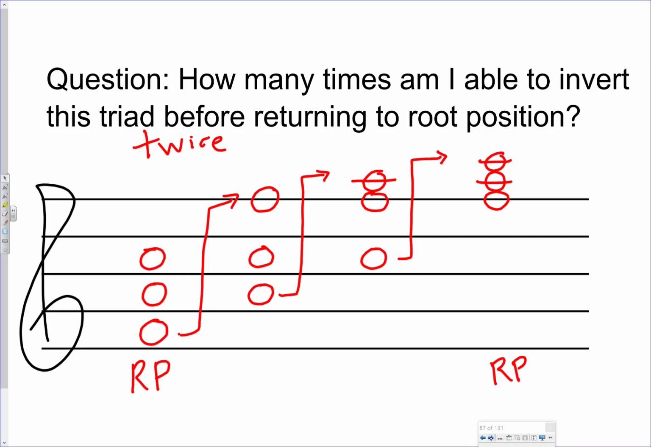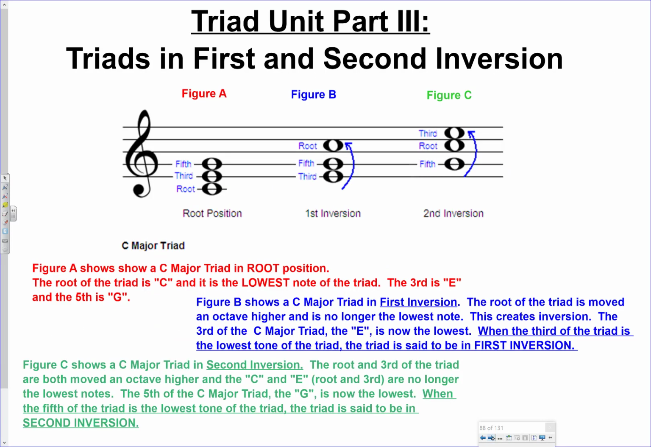Okay, let's go on. So now we're going to talk about triads in first and second inversion. Let's take a look at figure A. Figure A we call a root position triad. More specifically, figure A shows a C major triad in root position. The root of the triad is C, and it is the lowest note of the triad. I will label the C as an R for root. The third is the E, I'll label it as a 3, and the G is the 5th.